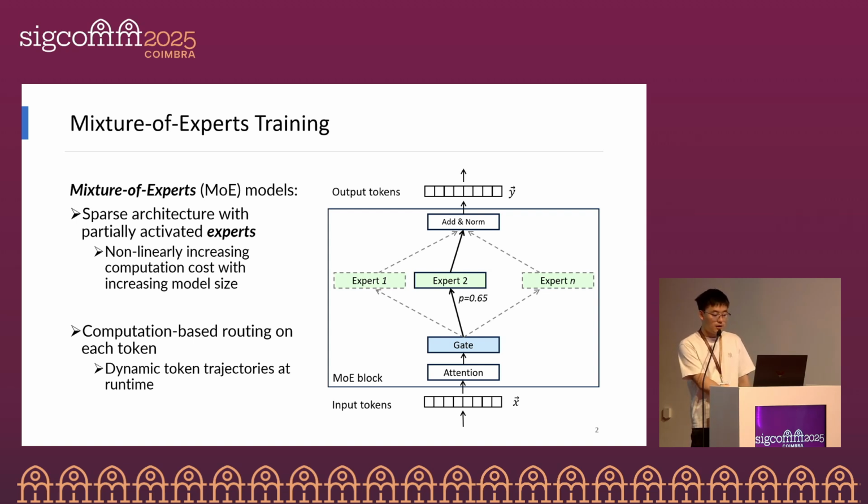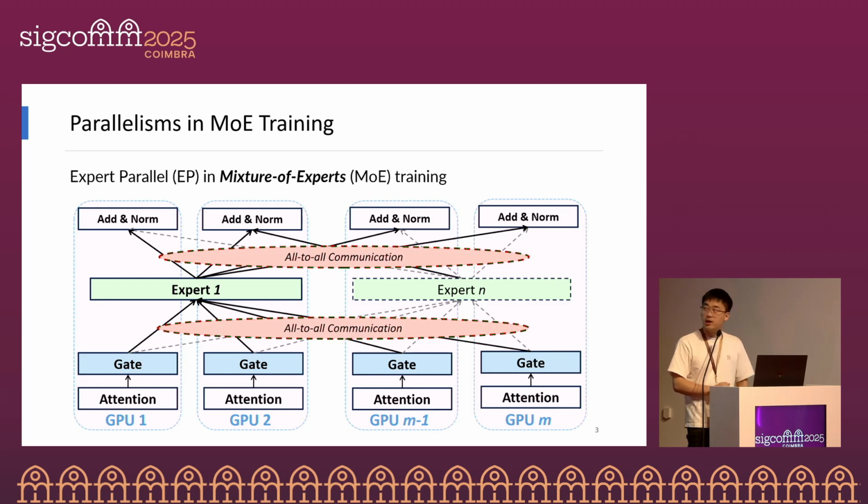This makes the training process more cost-efficient compared to dense models. However, this computation sparsity also introduces communication challenges. Each token must be routed to different experts, and the result is dynamic and unpredictable communication patterns during training, which is called computation-based routing. As models scale up, this communication cost grows non-linearly, and this quickly becomes the bottleneck.